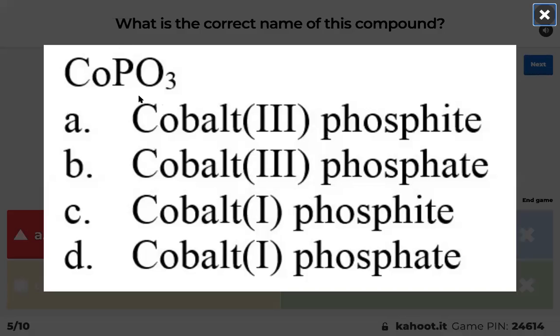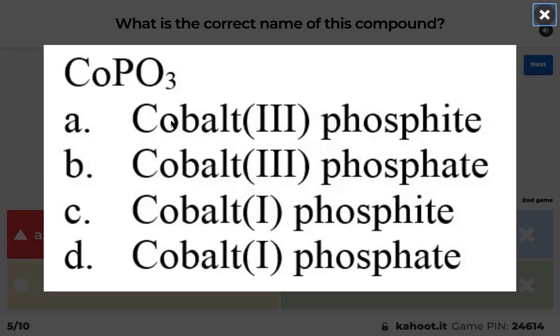If I look up on my list of polyatomic ions, PO3 is phosphite. It ends in ITE. So that's just straight up, look that up on your reference chart. PO3 is phosphite. So I can eliminate B and D from looking up the name of that polyatomic ion. Then for the first part, Co is cobalt, so I need to know what Roman numeral. Is that going to be 3 or 1?